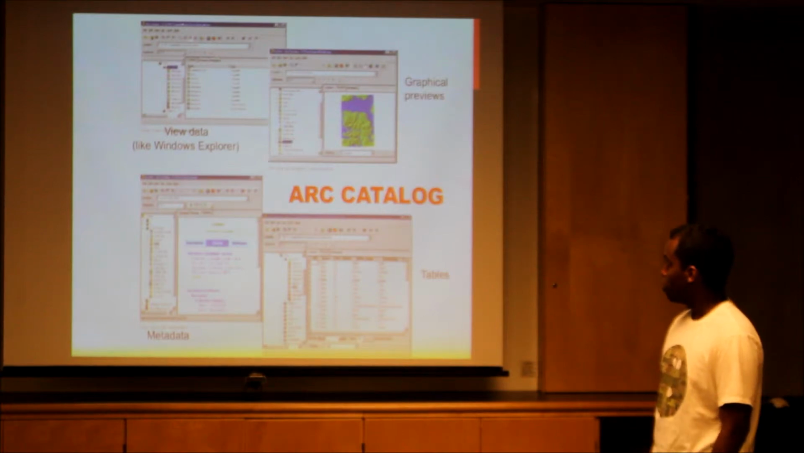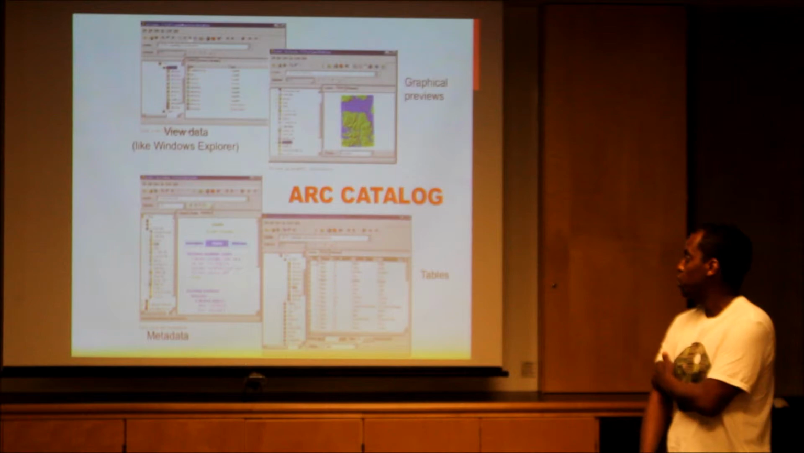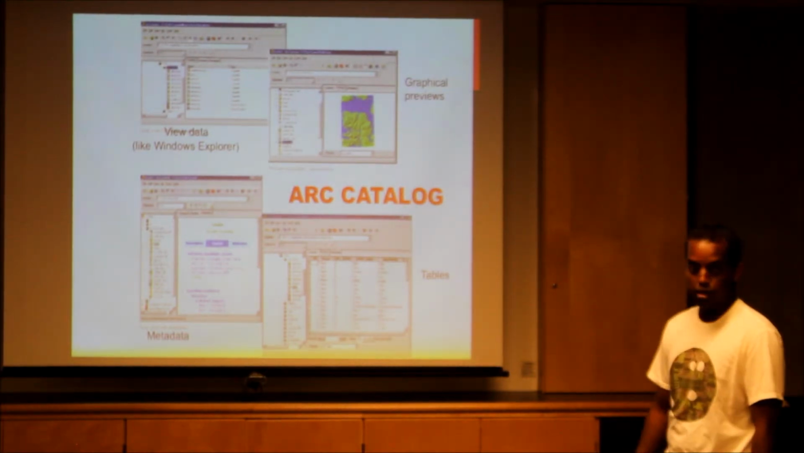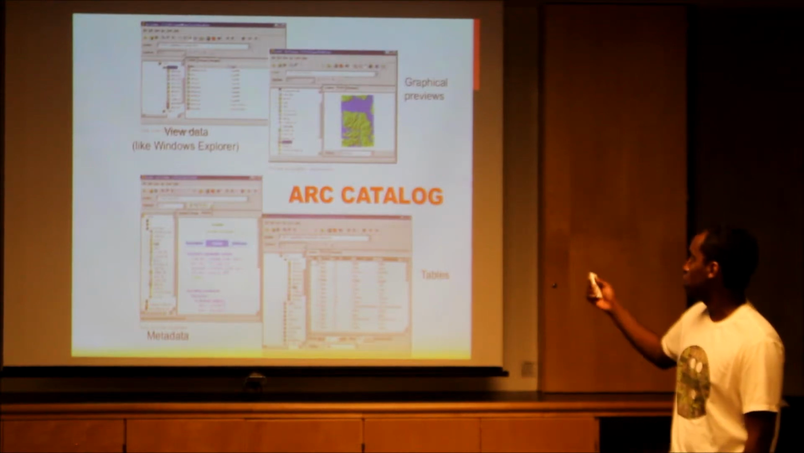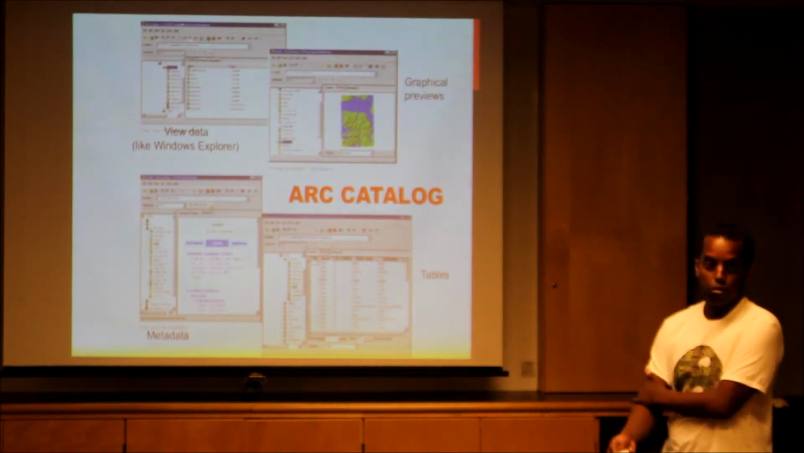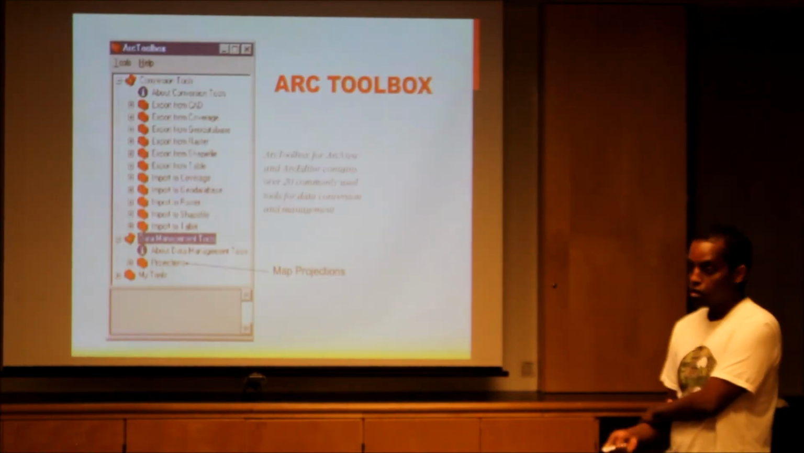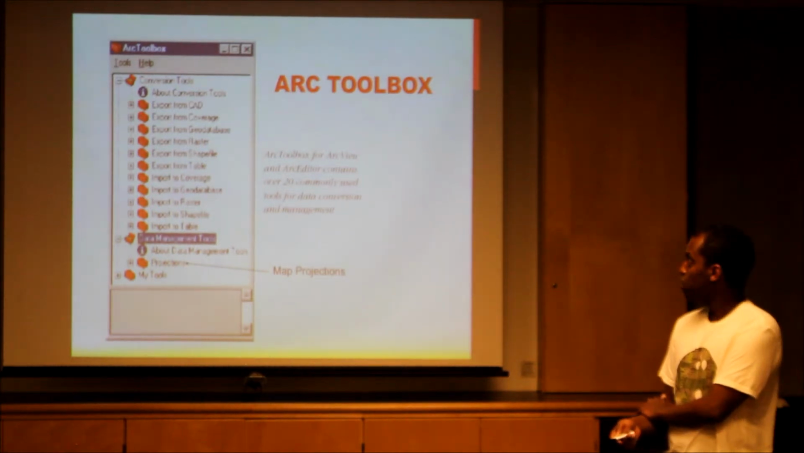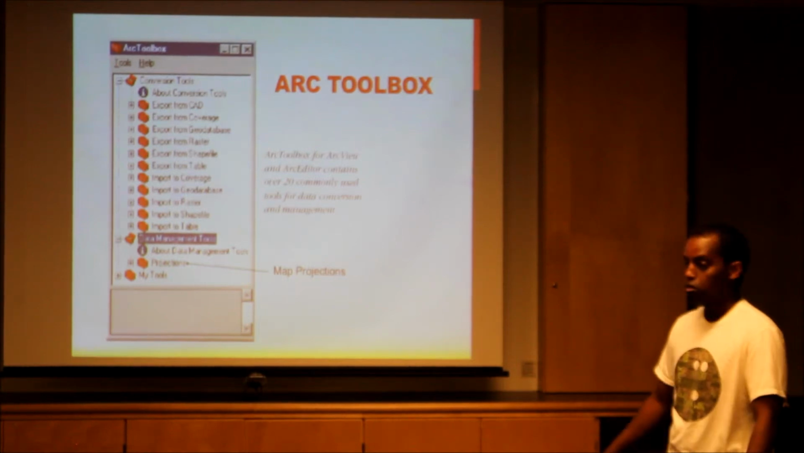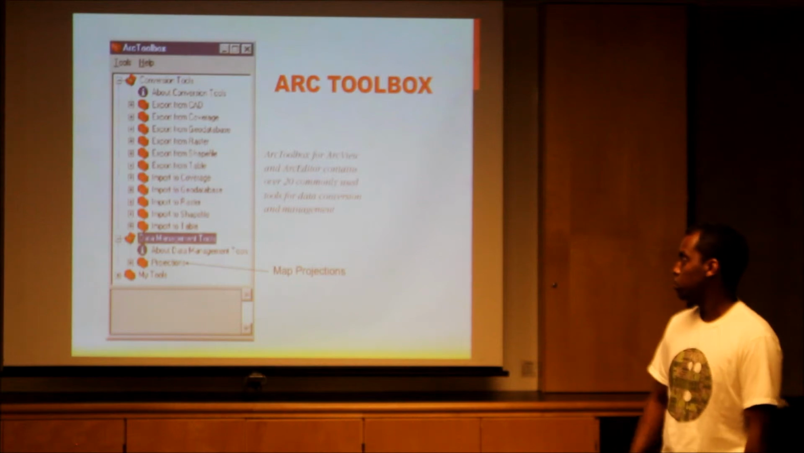The next is ArcCatalog. This lets you view all your map information in a Windows Explorer format, so it's just like using Windows Explorer. You can view lots of metadata about files, get graphical previews of map files, and you can also edit tables, the actual tables of shapefiles. Then you also have ArcToolbox, which is in a lot of the ESRI applications, so you can get it inside ArcMap. This has a bunch of common things that you want to do, like changing projections, making projections, converting things, that sort of thing.